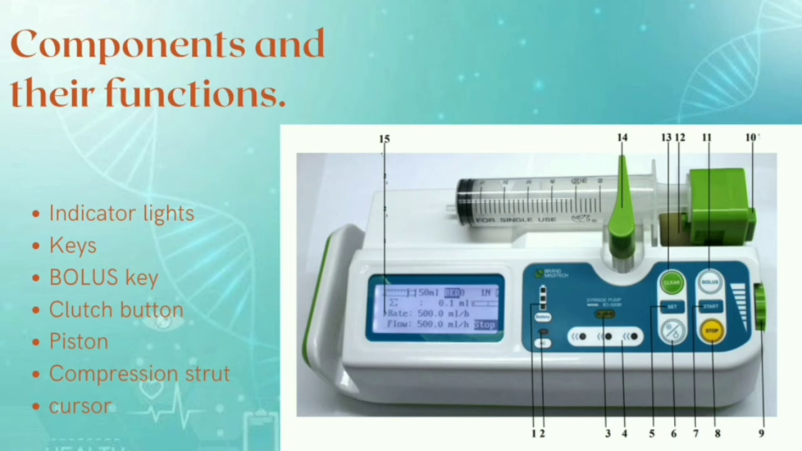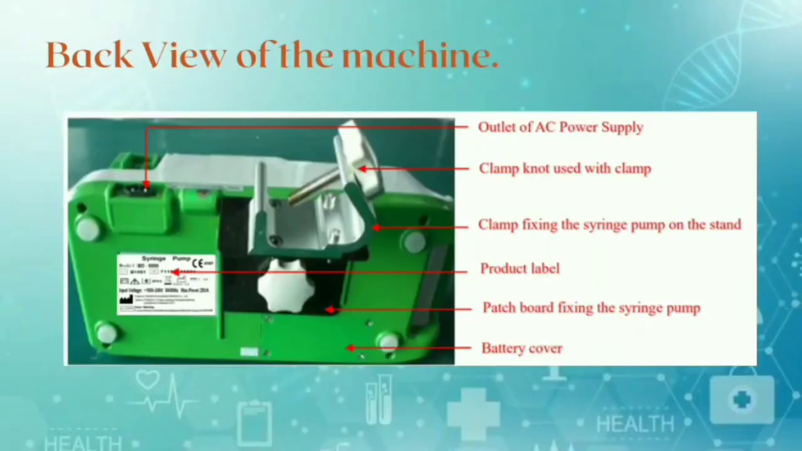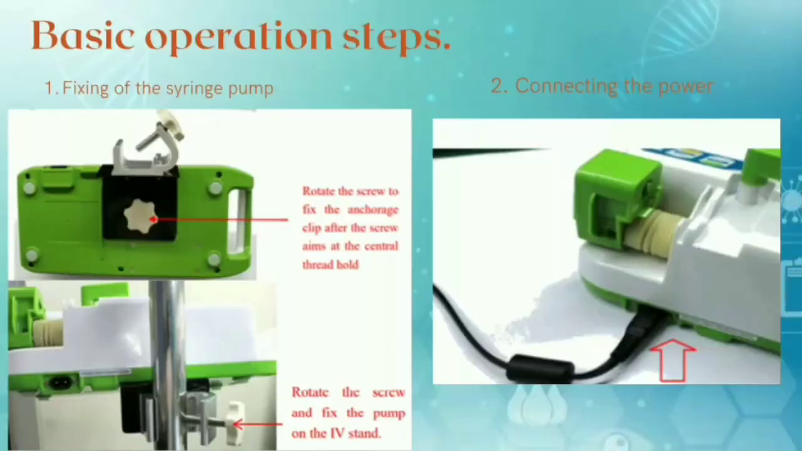In our next slide, let's see the back side of the syringe pump. Here, it contains the outlet of AC power supply, clamp not used with clamp, clamp fixing syringe pump on the stand, product label, patch board fixing the syringe pump, and the battery cover.